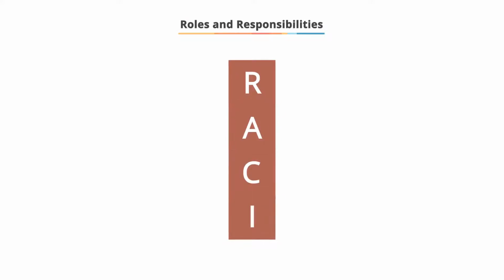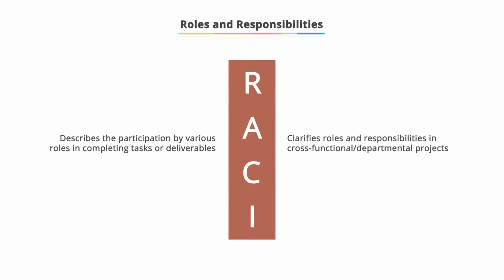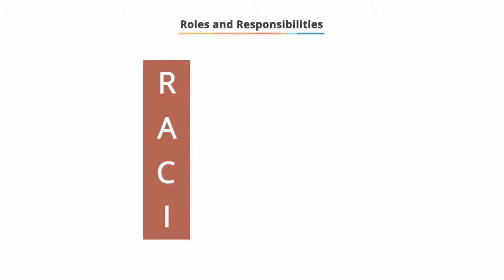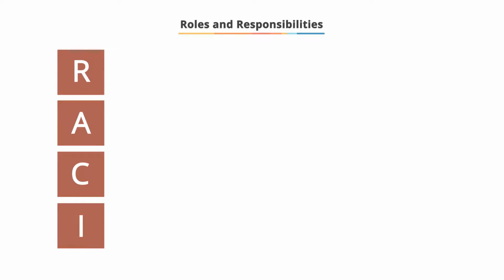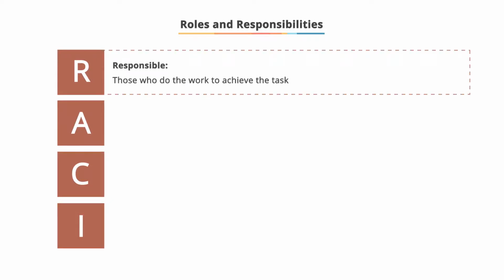A responsibility assignment matrix, also known as a RACI matrix, describes the participation by various roles in completing tasks or deliverables for a project or business process. It is especially useful in clarifying roles and responsibilities in cross-functional or departmental projects and processes. So we define four main roles. The first one is responsible: those who do the work to achieve the task. There's usually at least one role with a participation type of responsible, and other people can be delegated to assist in the work required.